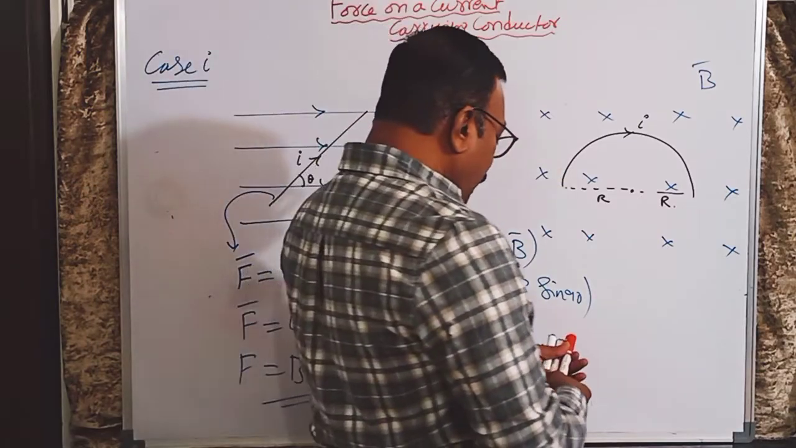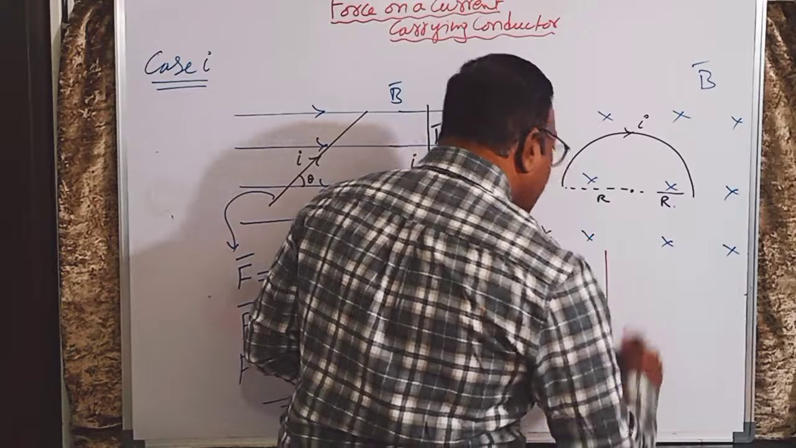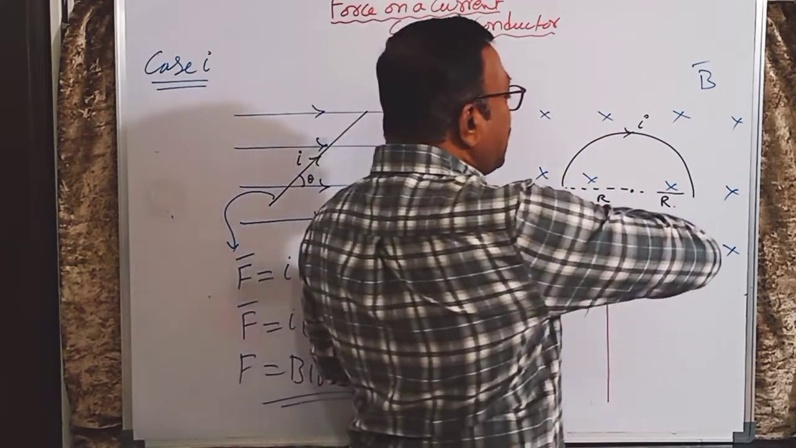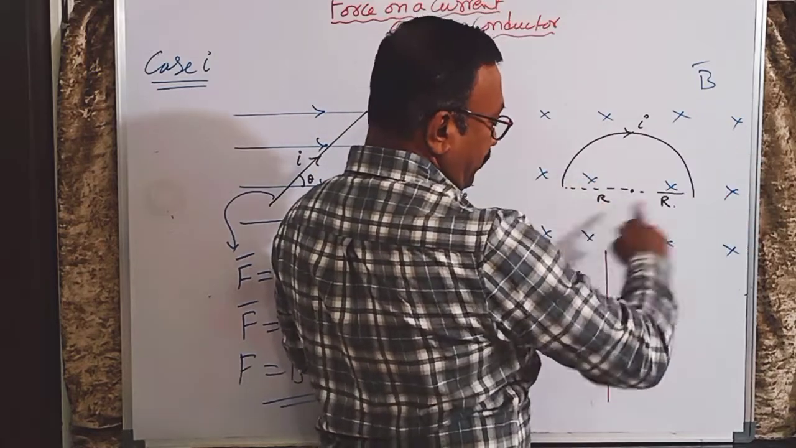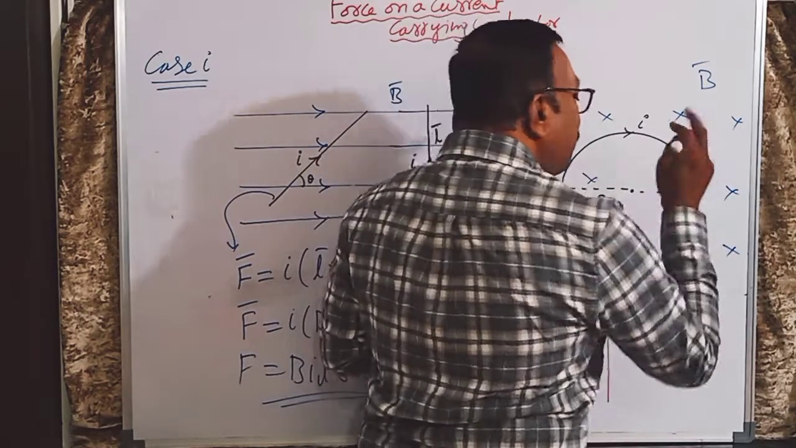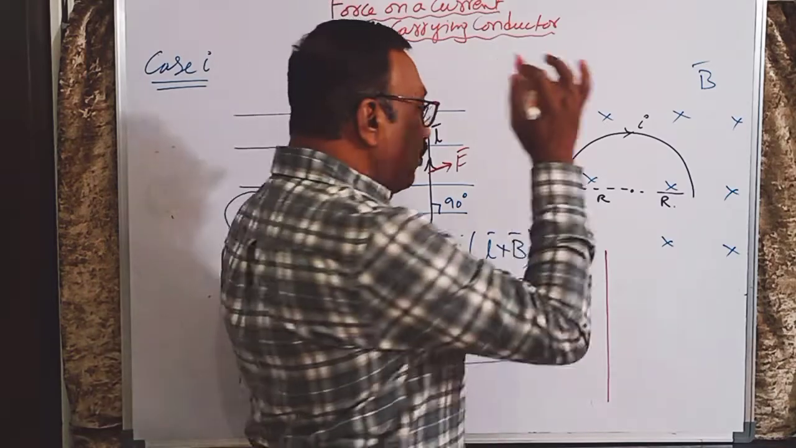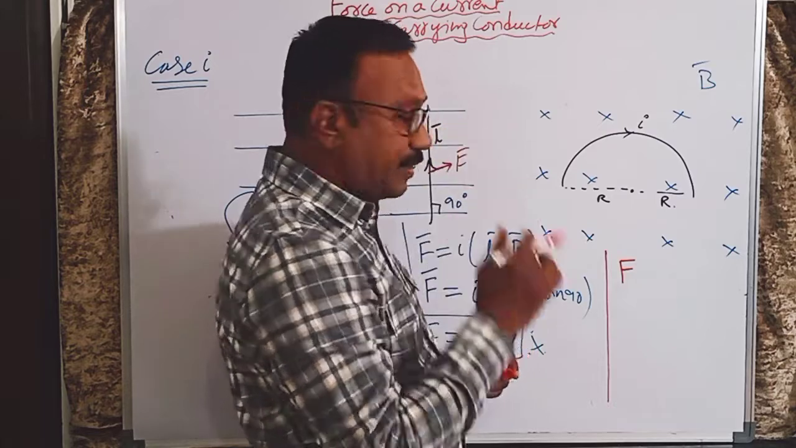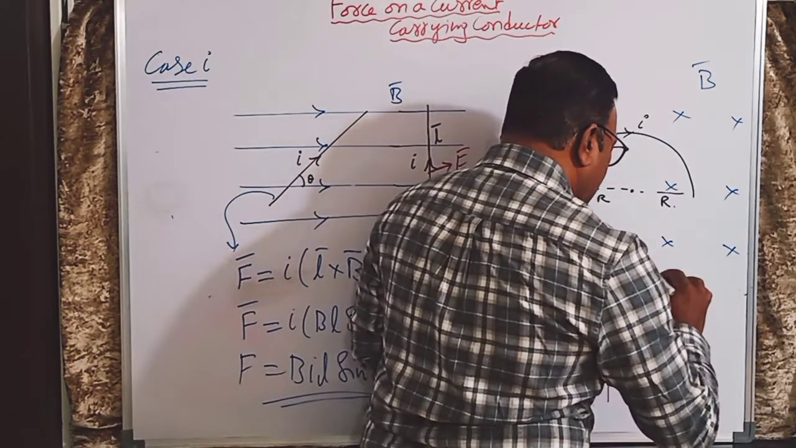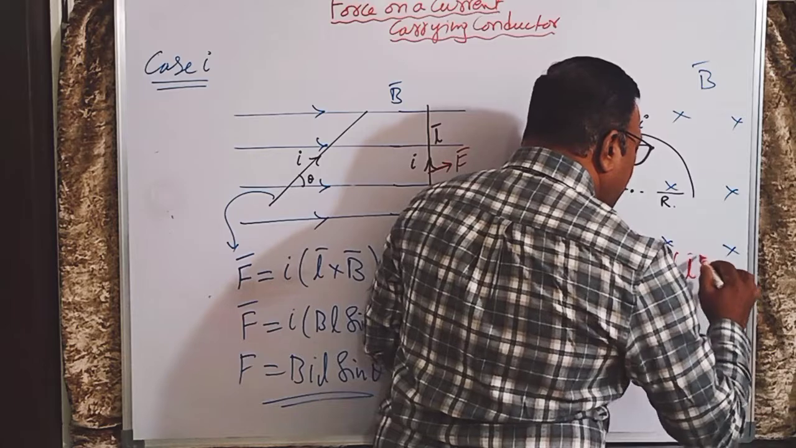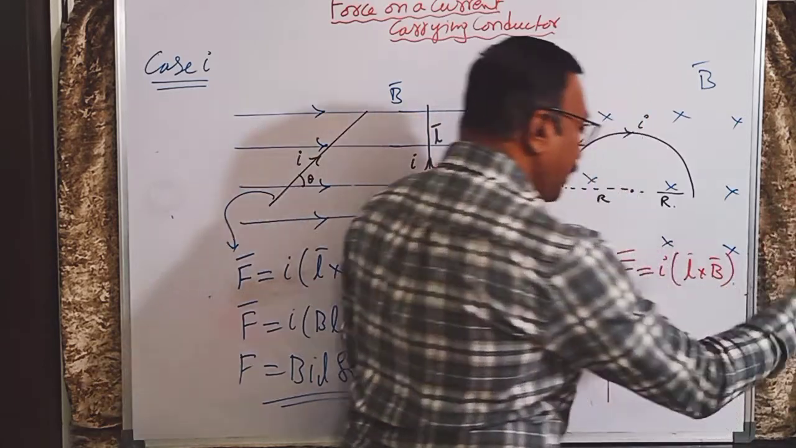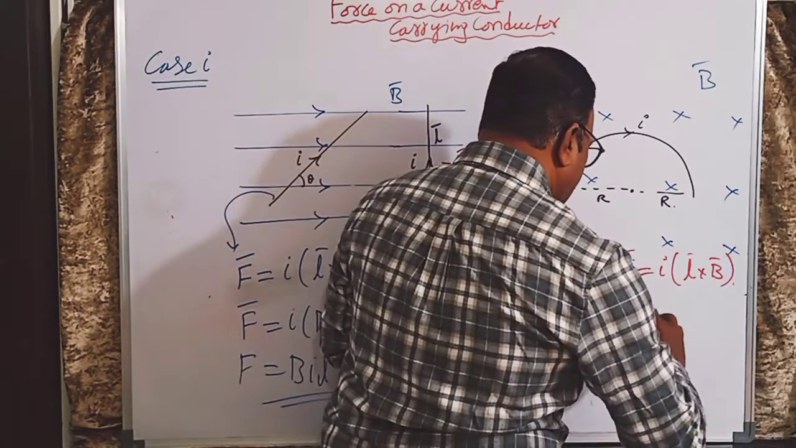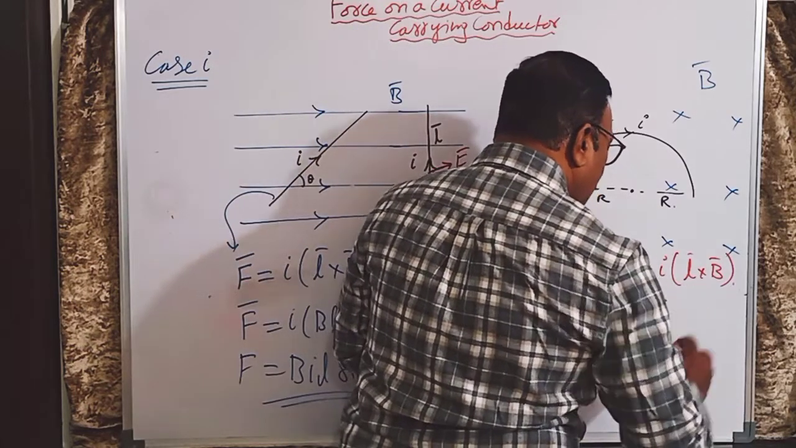Now coming to this. Now the force on this wire. This is very, very important. Now this is a magnetic field, into the board, and this is a wire bent in the form of a semicircle. What is the force acting on this conductor? That is a semicircular conductor. What is the force acting? So F is equal to I into L bar cross B bar.